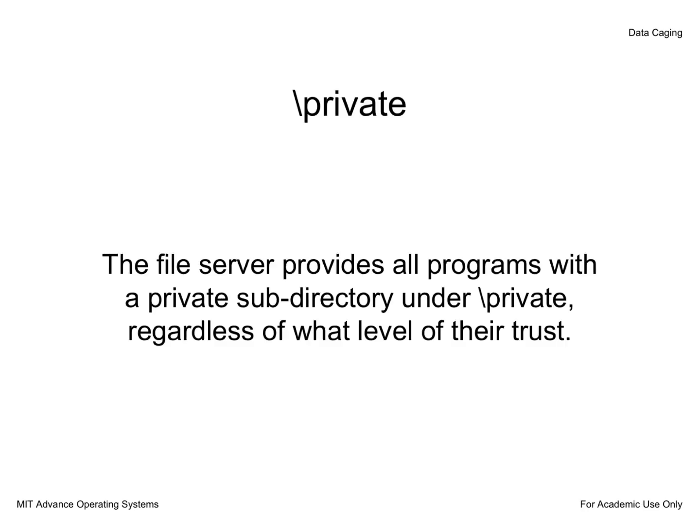Private. The file server provides all programs with a private subdirectory under backslash private, regardless of what level of their trust. Only the appropriate process, the TCB or the TCB processes and backup server can read and write files in a process's private directory. Other processes may neither read nor write.